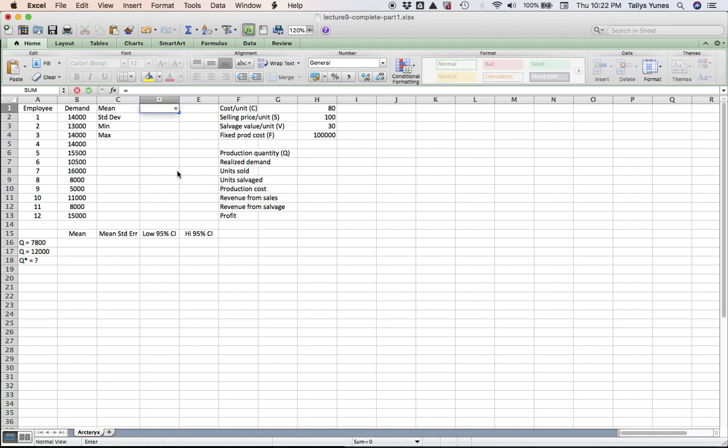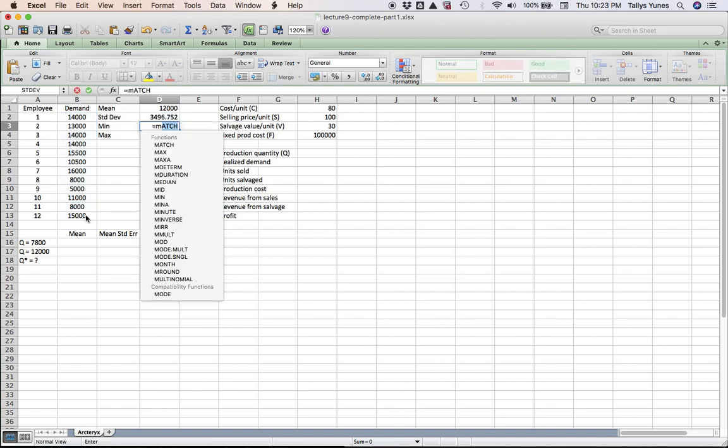So let's do that. Average of these values. The standard deviation, ST_dev, of these values. And min and max.